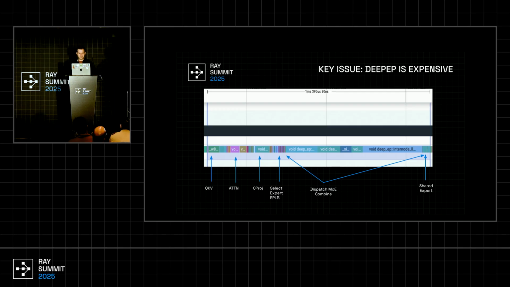So we have the QKV, we have the attention operation, we have the OPROJ, we have the router, and this big center item here is that dispatch MoE combine operation. So this, I think, is running expert parallel 32. So this is 4 nodes running over InfiniBand.